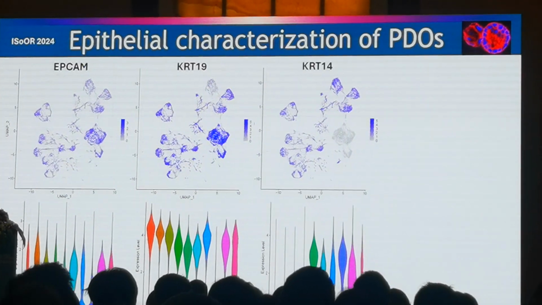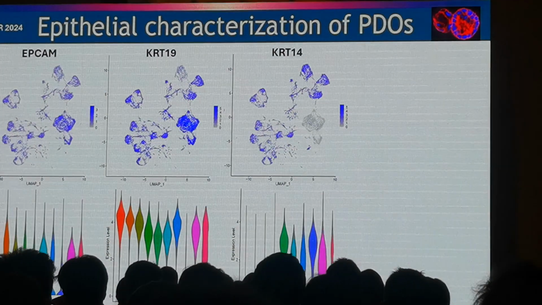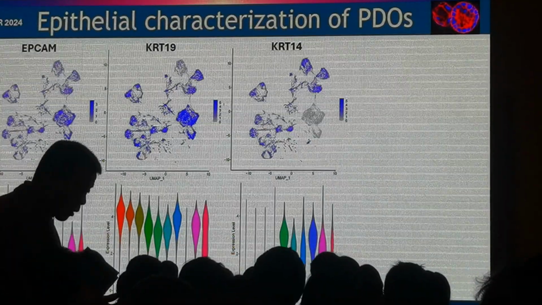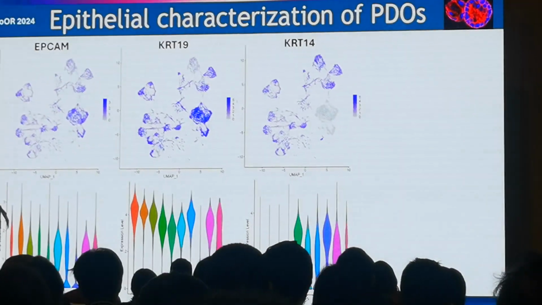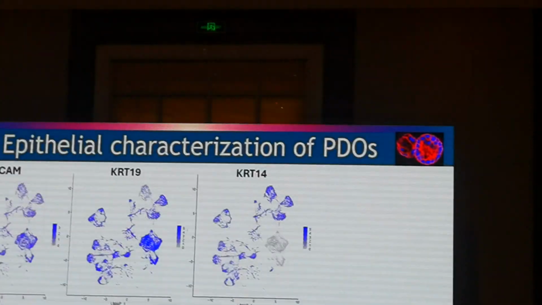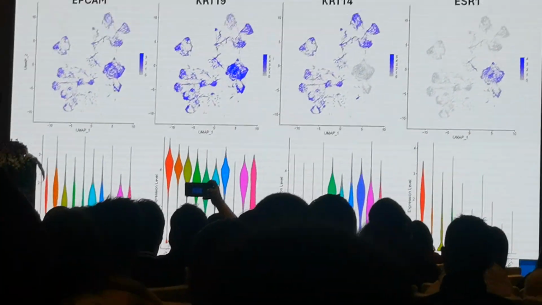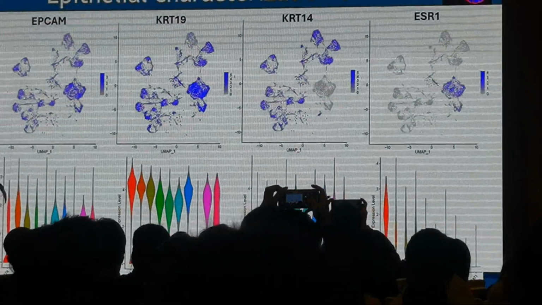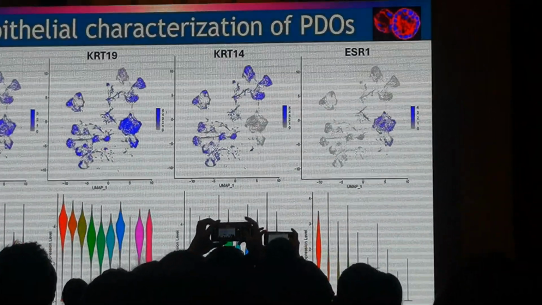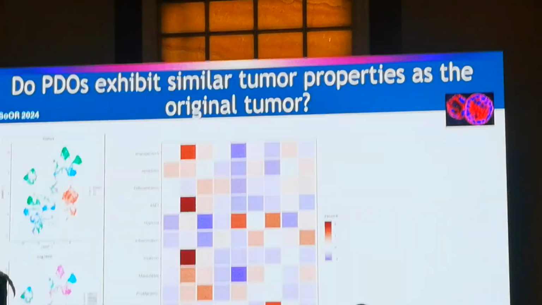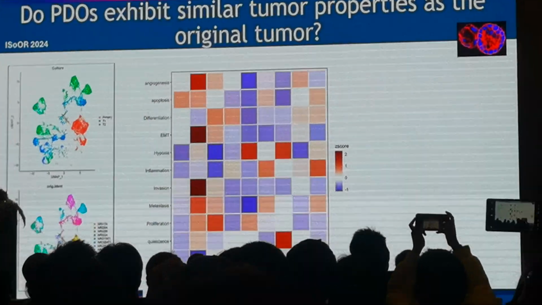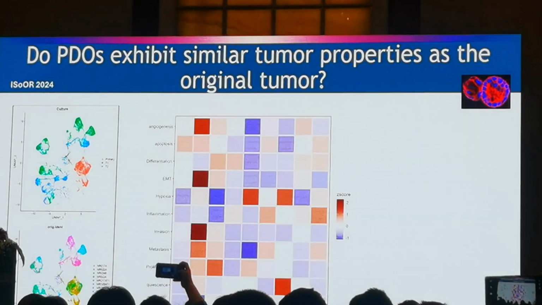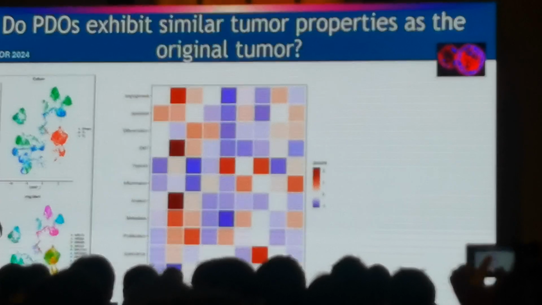And then we looked at the basal marker, keratin 14, and we found that this is expressed in the PDOs, but it's not expressed, or at least not widely expressed, in the primary cells. And then we looked at the estrogen receptor, and we found that this is lost in the PDOs. So we wanted to know how different these primary tumor cells and these PDO cells are.